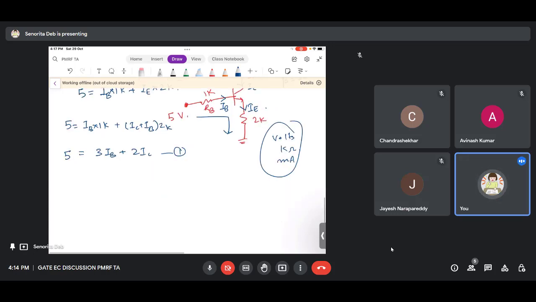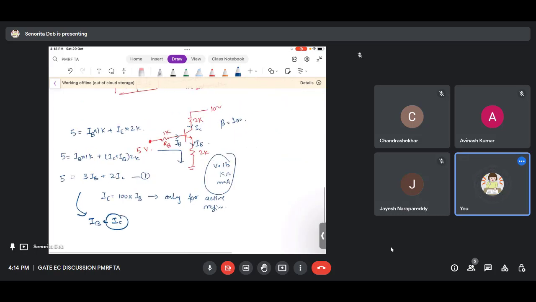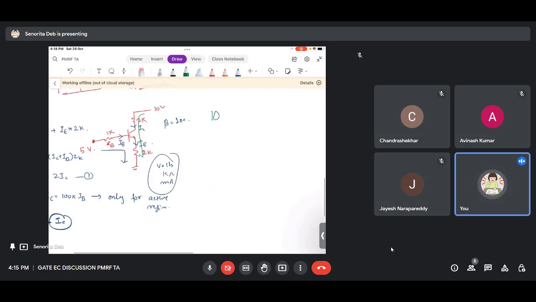Now, if the transistor is in active region, what can happen? You can use IC equals 100 times IB. Only for active region, right? So I'm assuming that it is already in active region. So I will take this formula, and I'll find IB and IC from here, right? And then this IC value I will use to solve the outer loop. So what will this outer loop be? 10 equals 2 times IC plus VCE plus 2 times (IC plus IB), right? This is the outer loop.